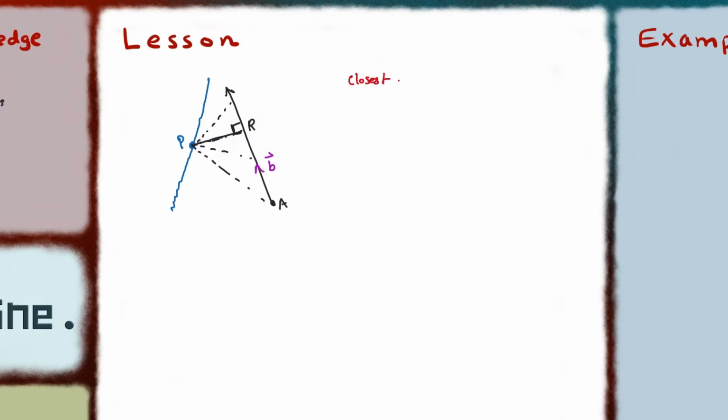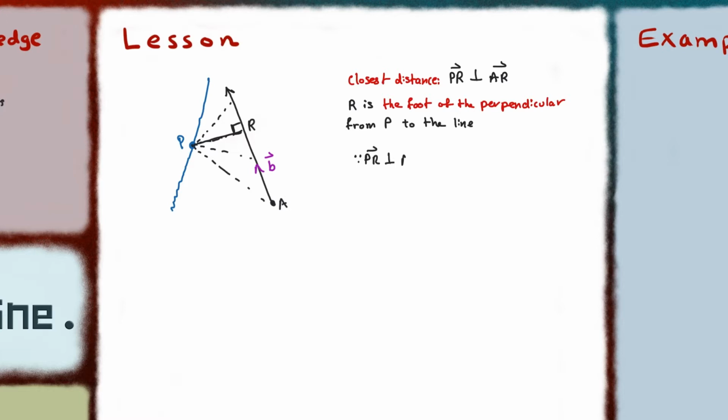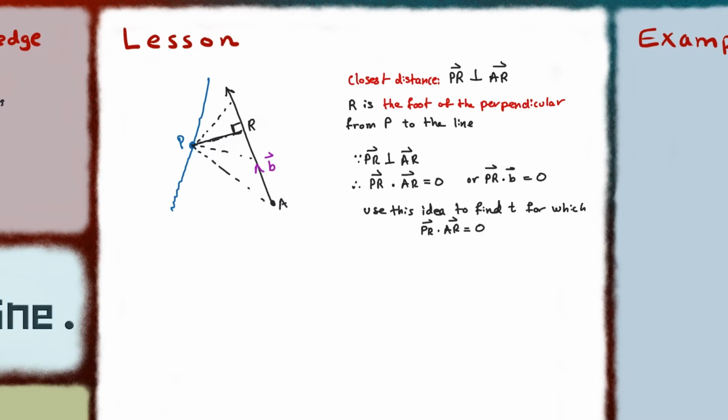In this case, we're going to say that the closest distance happens when vector PR is perpendicular to vector AR. And in terms of terminology, R is the foot of the perpendicular from point P to the line. Since the two vectors are perpendicular, their dot product is going to equal 0, or the dot product of PR and direction vector B is going to equal 0. Because of this, we can use this idea to find the parameter t for which the dot product of PR and AR is equal to 0.